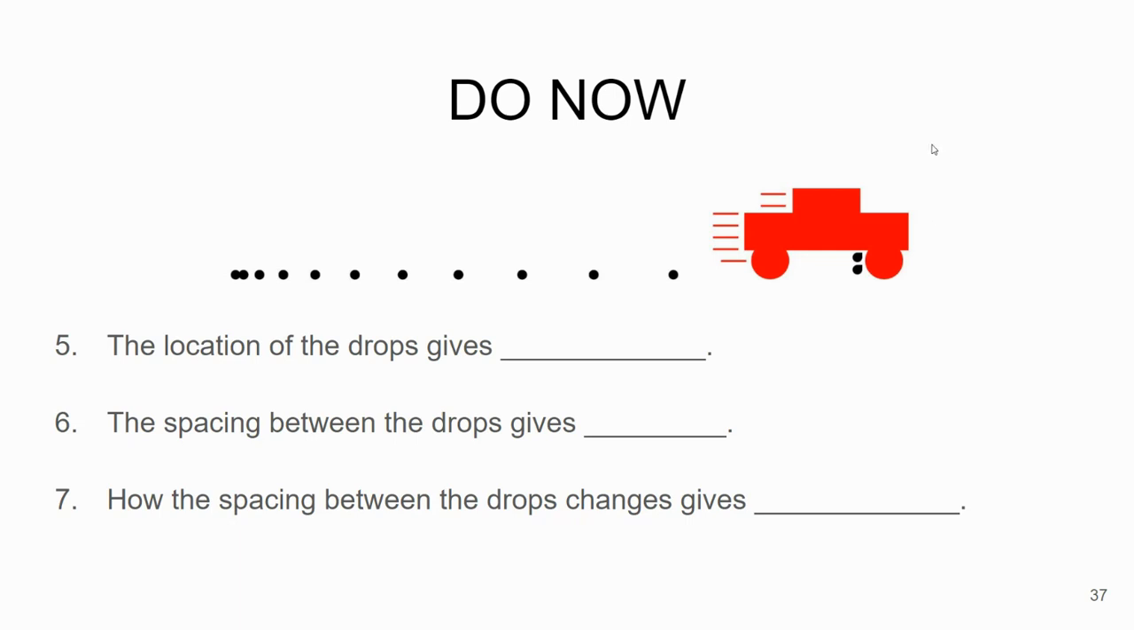And back to this idea from the motion maps. If you're watching the car, well, I'm sorry, you're not watching the car. The car has gone by, dripping oil at a constant rate, and you're looking at the pattern of dots that are left behind. In this situation, the location of the drops will give you the displacement. That's where the car was relative to where it started. The spacing between the drops gives you the velocity. So the greater the distance between the drops, the faster the car was moving, the higher its velocity. And how the spacing between the drops changes gives you the acceleration.